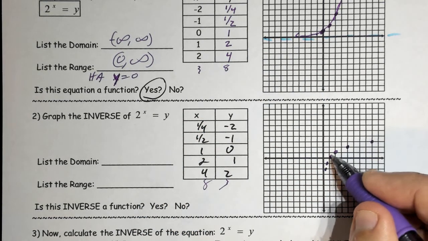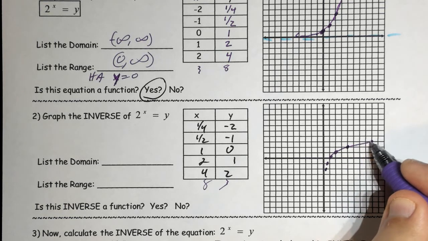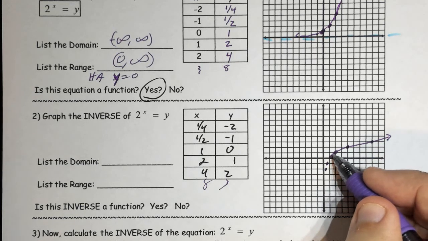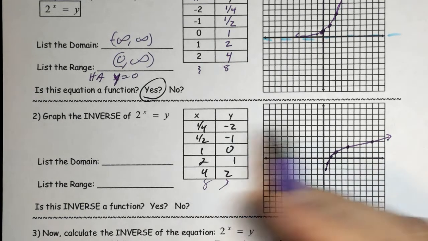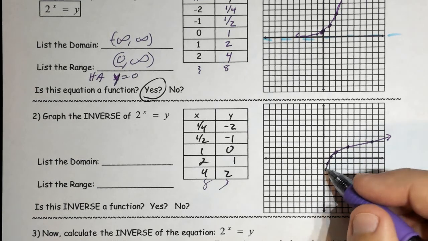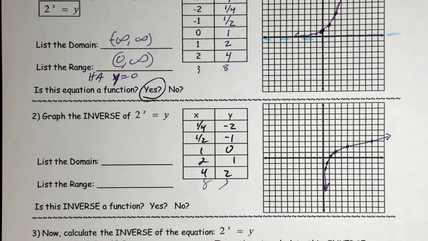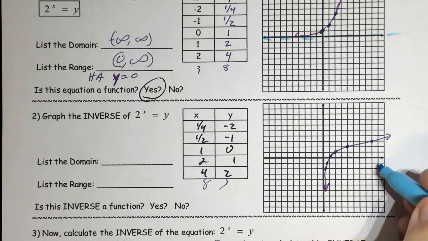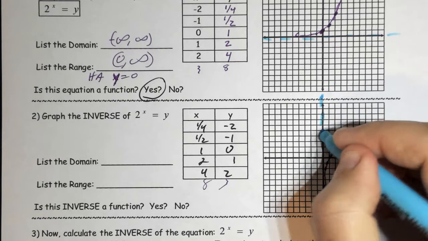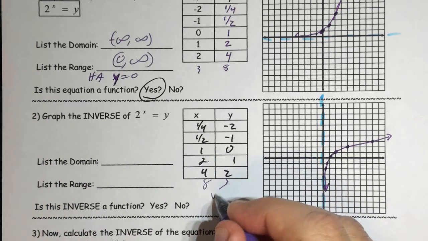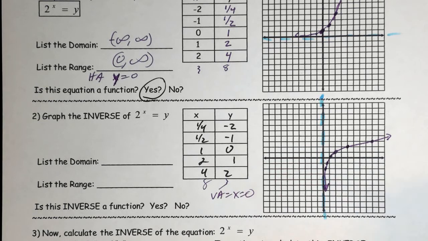And notice what's happening: it's going to the right, it's going up, and it is getting larger and larger. But as we go toward the y-axis, it gets closer and closer. You get the 1/2, the 1/4, and it keeps getting closer, but it's never going to get to the y-axis, which means we don't have a horizontal asymptote anymore. For the inverse, we get a vertical asymptote. So now we have a vertical asymptote at x equals 0.